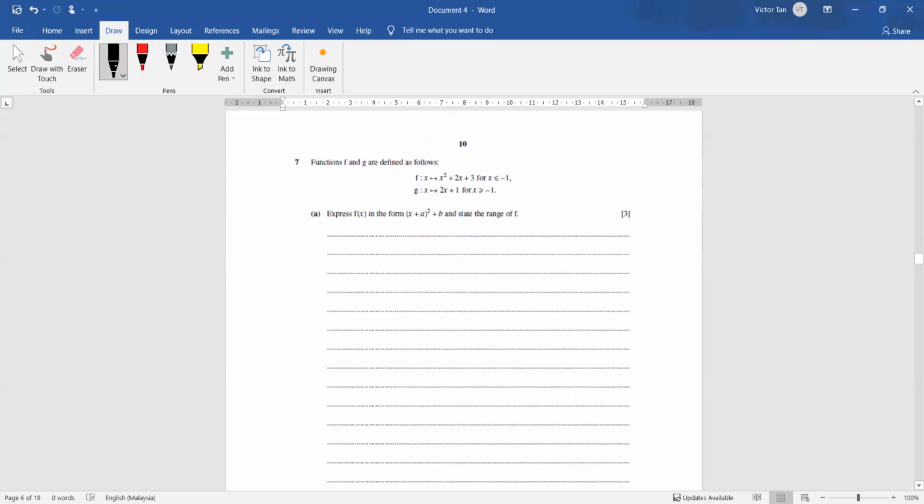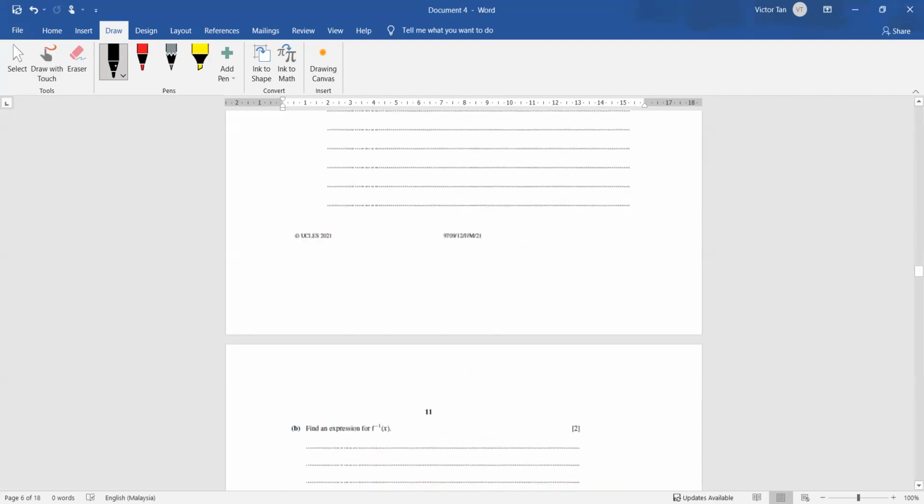Functions f and g are defined as follows. f(x) is x squared plus 2x plus 3, domain is x smaller than or equal to -1. g(x) equals 2x plus 1 for the domain x larger than or equal to -1. Express f(x) in the completed square form. So you have f(x) equals (x plus 1) squared plus 2. So this completing the square is all quite simple. That's it.